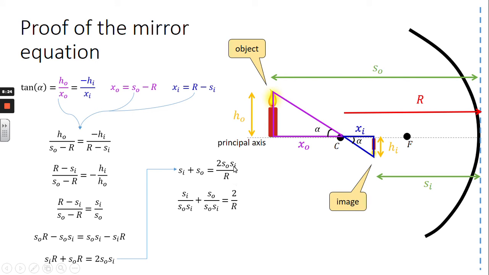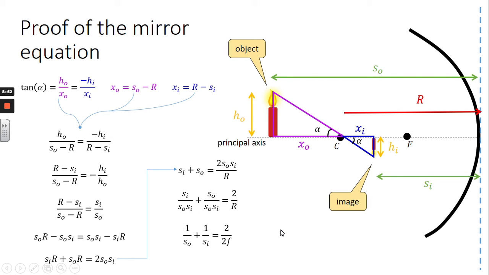Dividing each side by object distance times image distance, we end up with image distance over the product of object and image distances plus object distance over that same product is equal to 2 over R. We are very close. We can now cancel image distance in the numerator and denominator of this term, and cancel object distance in the second term.